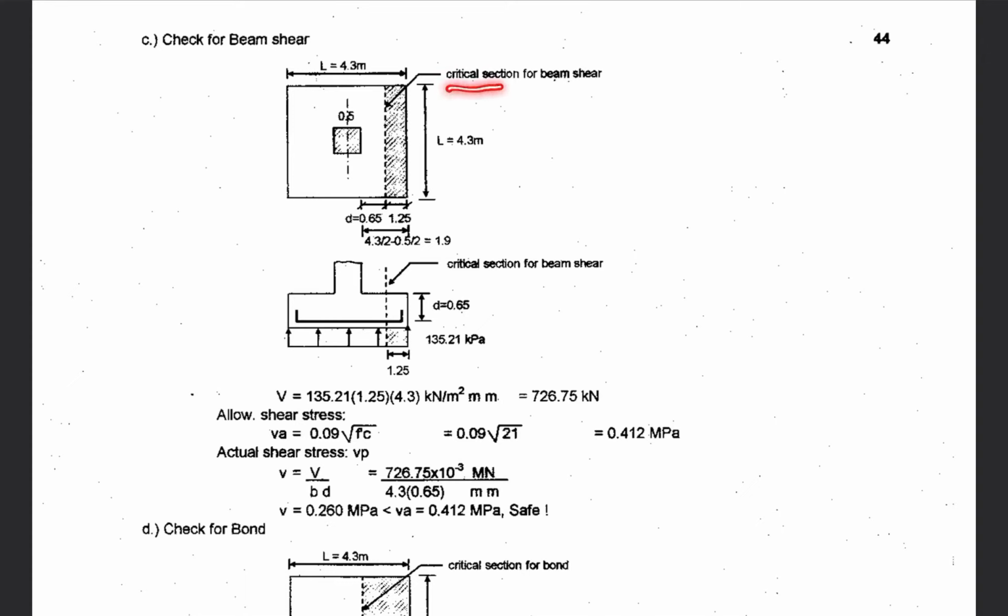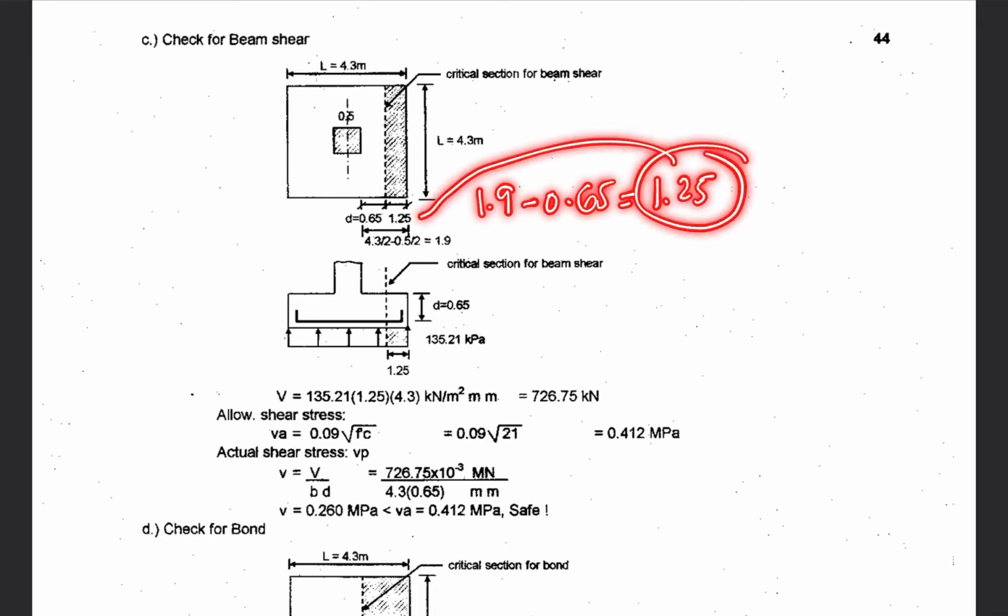Next is to check for your beam shear. So you have also a critical section for beam shear. To solve for that, the distance from the outermost fiber of your column to this one is D. So therefore, this distance minus D is your critical section for the beam shear. Okay, so to solve for that, you have this distance, which is 1.9, that is from the bending, and this is 0.6, so therefore 0.65 for D, so therefore 1.9 minus 0.65 is equal to 1.25.